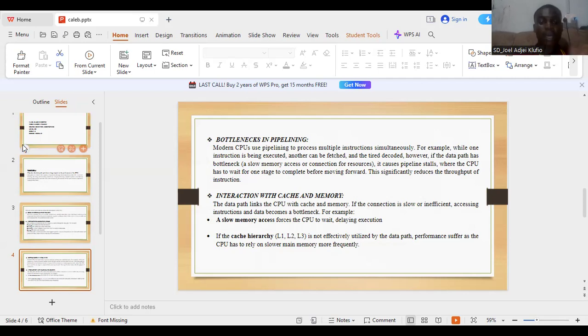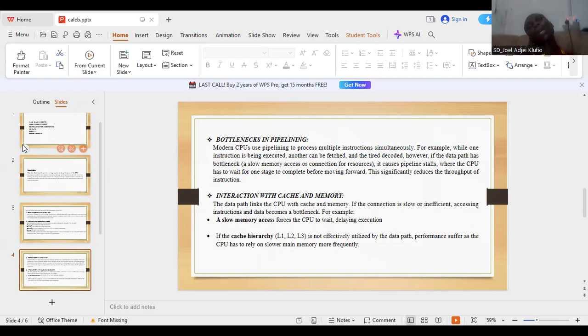We also have interaction with cache and memory. The data path links the CPU with cache and memory. If the connection is slow or inefficient, accessing instructions and data becomes a bottleneck. For example, a slow memory access forces the CPU to wait, delaying execution.